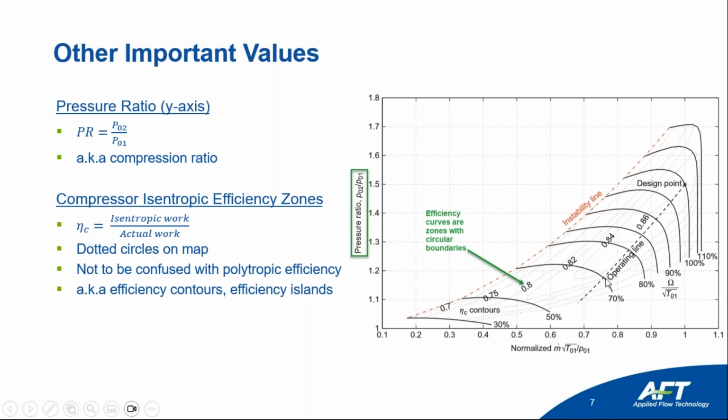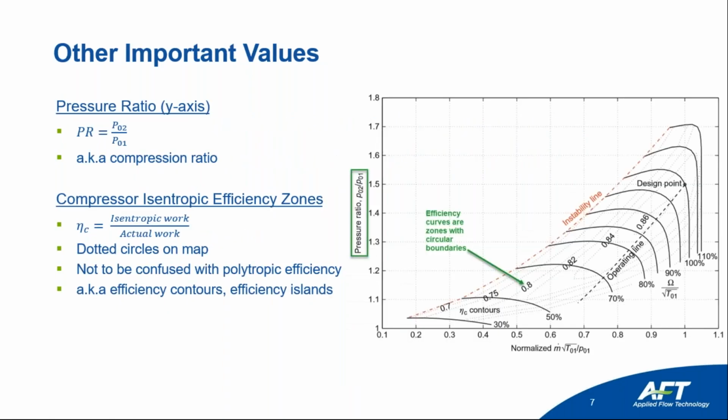And then the compressor efficiency zones, like I said before, are usually dotted circles or regions on these compressor maps. And they shouldn't be confused with polytropic efficiency. They are isentropic efficiency zones. So be sure to be careful with that.